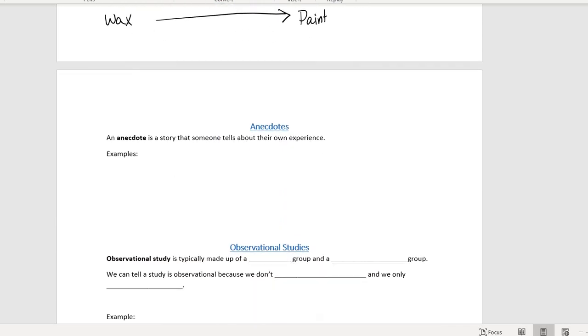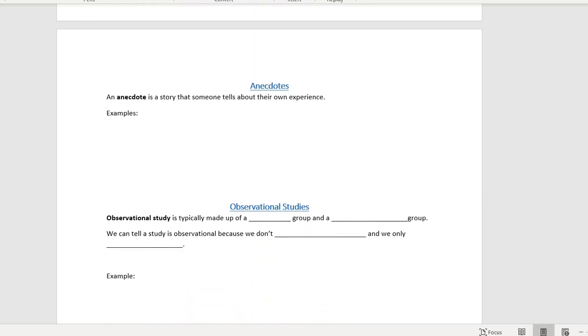The first thing we're going to talk about is anecdotes. An anecdote is a story that somebody tells about their own experience. They don't necessarily have to be false. One of the reasons that we don't put a lot of stock into them, though, is because there are too many variables that we can't control.